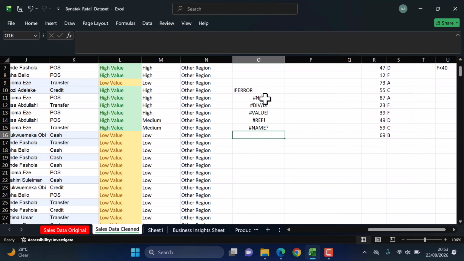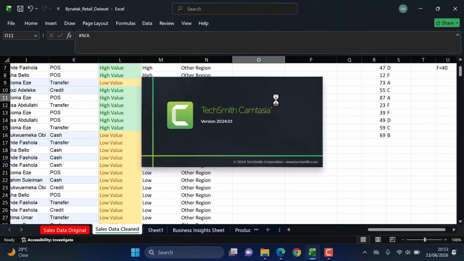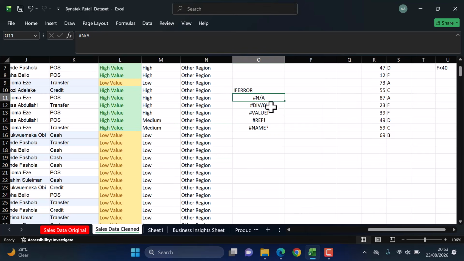NA means value not found. Div/0 means division by 0, so it happens when you divide by a cell that is empty or contains 0. This hash value is for wrong data type. Usually when you are trying to do math and you are using a text value, it's going to show you this hash value. While ref is broken reference, maybe the cell your formula is trying to point to has been deleted or something else, right?